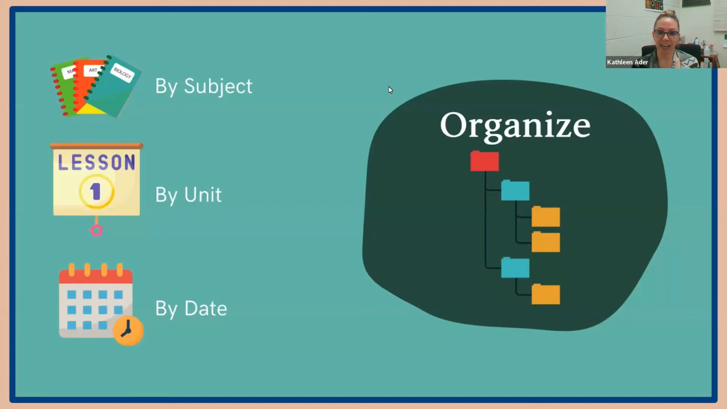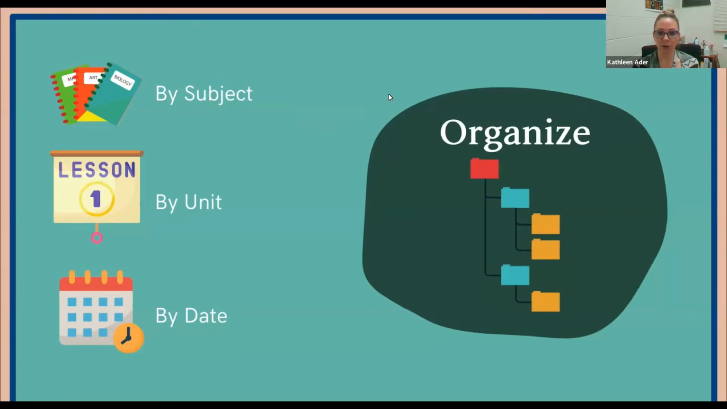So depending on your age level, you can think about how you may choose to organize. You might even think about what your traditional brick and mortar classroom looks like, and that might help you decide how you want to organize a digital space. If you're elementary and you teach all the subjects, you're probably going to start with some subject organization. So you might have an ELA folder, a math folder, social studies, etc.